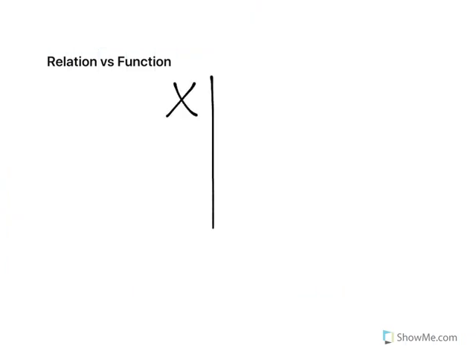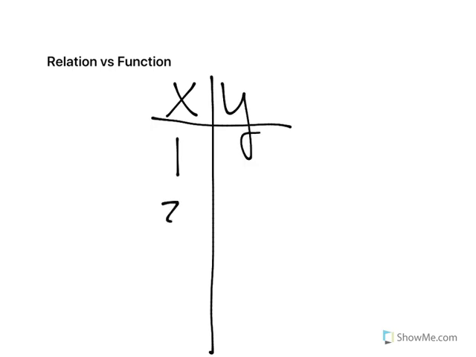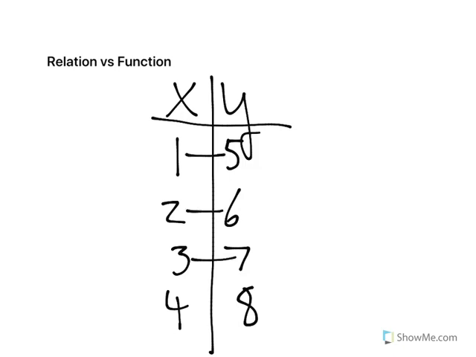Now if I look at a table, for every value of x, there can only be one value of y. Okay, so for the value of x equals 1, the value of y is 5. 2 is 6, 3 is 7, 4 is 8. So that is a function.